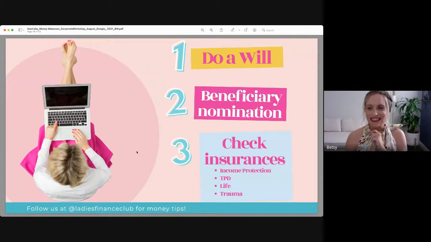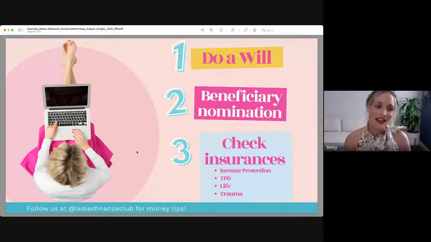Other ways to protect yourself is having a will in place. I know I'm going to be updating mine shortly. Nominating a beneficiary of your super fund. So your super fund doesn't automatically form part of your estate when you pass away. If you haven't nominated anyone, the super fund will follow a set of rules to figure out who gets your super. But what you can do to save them all that hassle is nominate a beneficiary to receive it. And you can even just nominate your will or your estate as the recipient of that one.